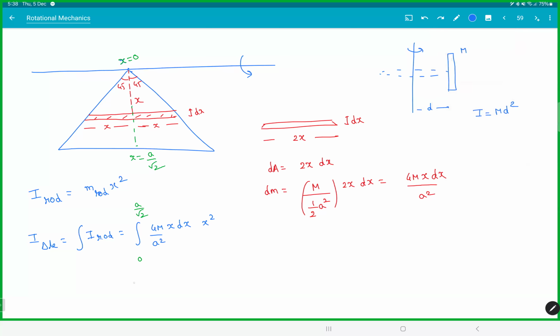And then you're done. So integrate this. This will be 4m by a square, times x power 4 by 4 from 0 to a by root 2. 4 will cancel. This will be ma square by 4. There, that's how we get this.